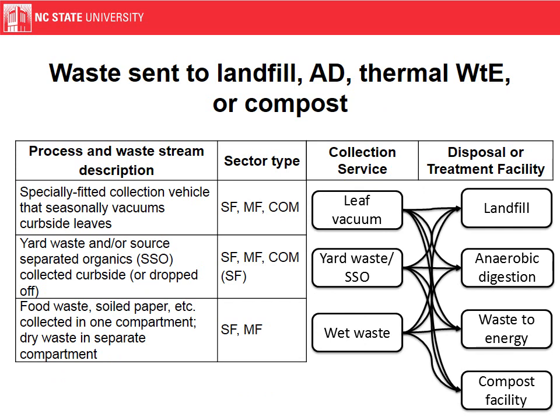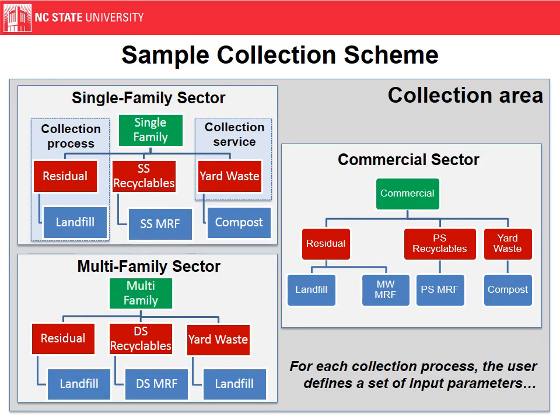This slide shows which waste streams are sent to a landfill, anaerobic digestion, thermal waste to energy, or to a composting facility. In this case, we have leaf vacuum, yard waste, or source separated organics, or wet waste. And I'll point out that not all of these waste services are offered to all sectors, so the second column discusses which sectors are serviced by these waste services. Going back to our sample collection scheme, again, one single family, one multifamily, and one commercial sector.